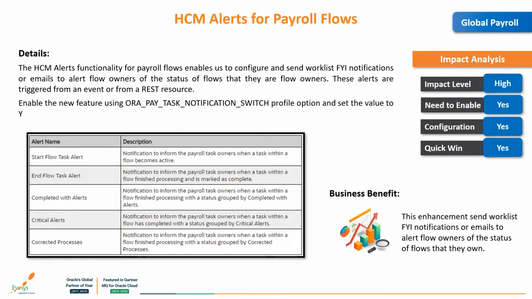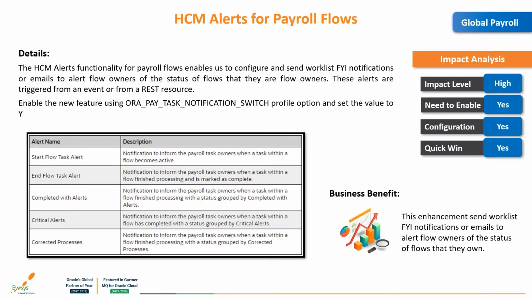So in the payroll process flows, we are going to have HCM Alerts functionality enabled in the system using the profile option that is shown here. Oracle is also going to give us predefined HCM alerts. So there are going to be 5 alerts which are going to be predefined in the system, and each of it is going to send notification for different statuses of the payroll flow.